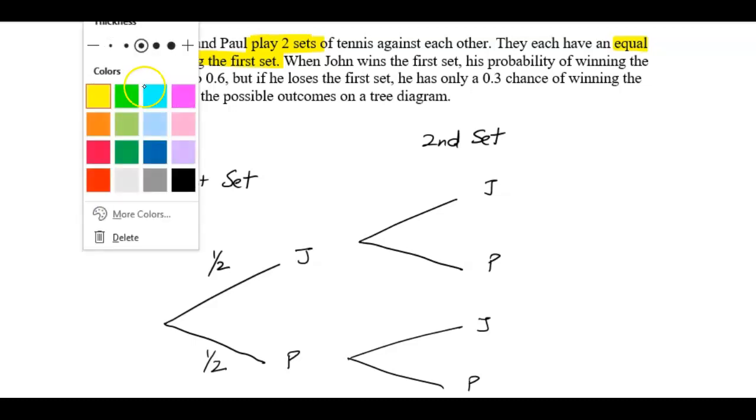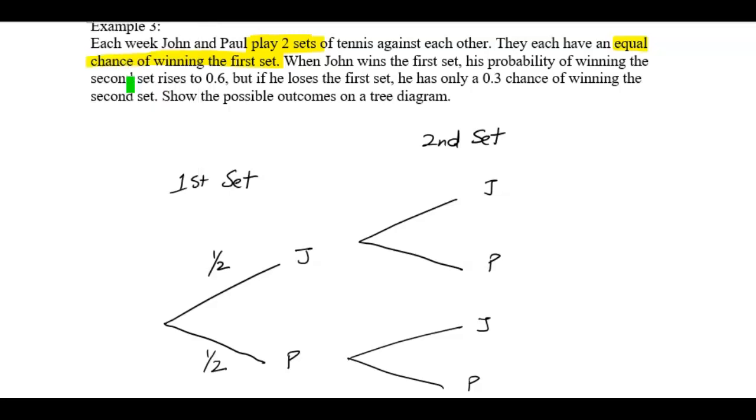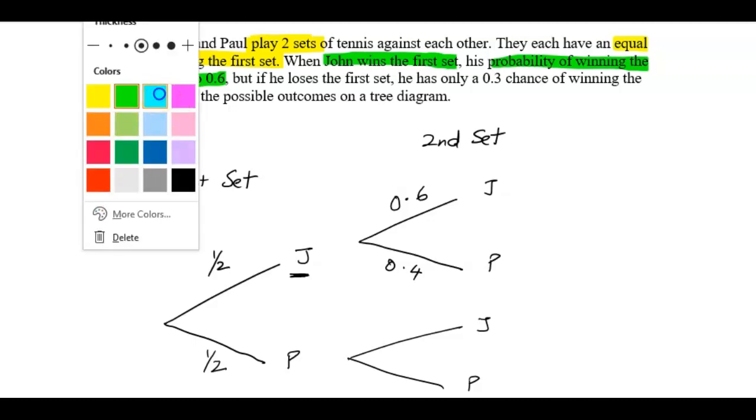Alright, so let's go ahead and read the second part of this tree diagram. When John wins the first set, his probability of winning the second set raises to 0.6. Now in the first set, this is where John's won the first set. So if John wins the first one, his chances of winning the second one raises to 0.6, which means what is his chances of losing the second set? If winning is 0.6, losing is going to be what is left out of 1, which is going to be 0.4.